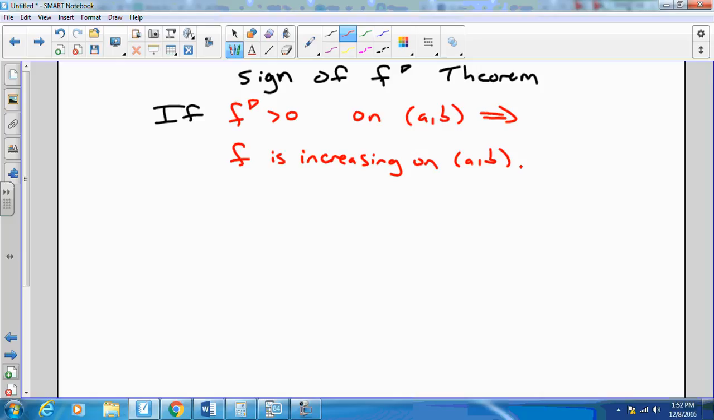Now, I'm going to leave this as an intuitive theorem. It seems kind of obvious. If I have a positive rate of change, I have to be going up. Does that make sense to everybody? I'm not going to prove it now. I will prove it in January when we have some extra tools available to us. I forgot to put my word then.